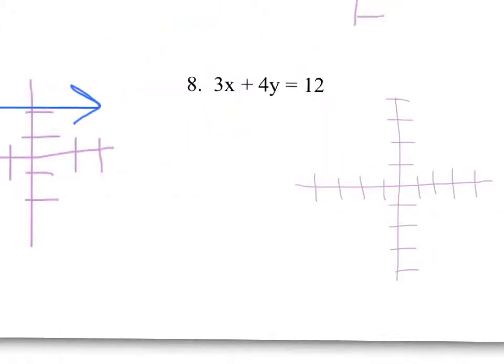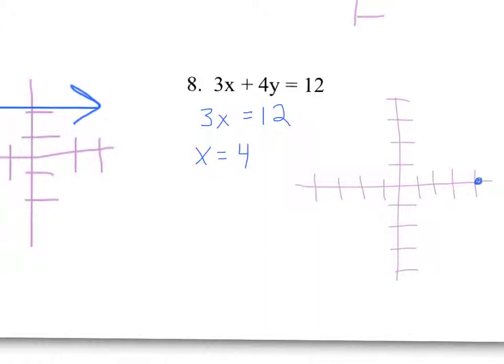For number 8, we can see that we have our equation in standard form. And whenever our equation is in standard form, it's easy to graph the x and the y-intercepts. To find the x-intercept, I'm going to plug in 0 for y, which just gives me 3x equals 12. So I know that I will have an x-intercept at x equals 4.